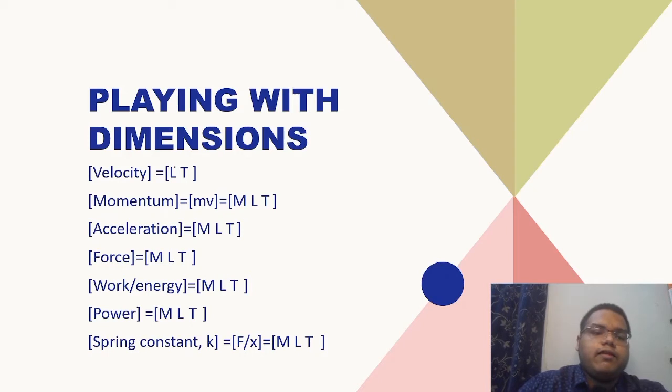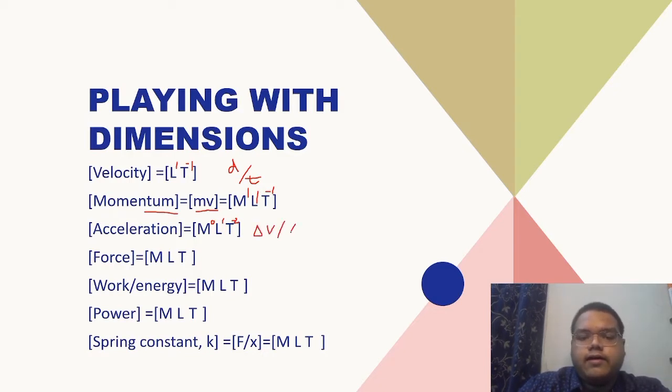Here we have the dimension of velocity: L to the power 1, T to the power minus 1, since velocity is distance divided by time. Next, momentum. Momentum is mass into velocity, so M to the power 1, L to the power 1, T to the power minus 1. Acceleration is mass independent, so M to the power 0, L to the power 1 and T to the power minus 2, since it is delta V upon delta T.